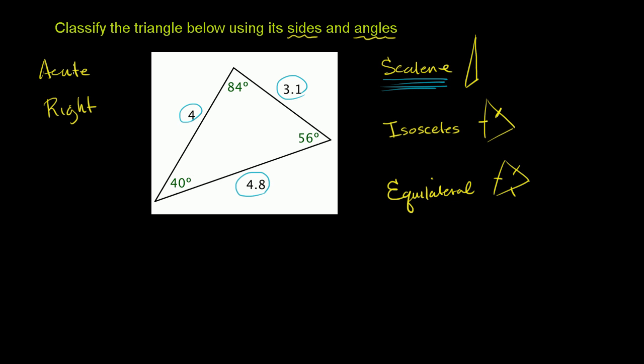So if all of them are less than 90, it's an acute triangle. If one of them is 90 degrees, it is a right triangle. And if one of them is larger than 90 degrees, it is an obtuse triangle. It is an obtuse triangle. And just as an example, an acute triangle would be something like this. All of these are less than 90 degrees.